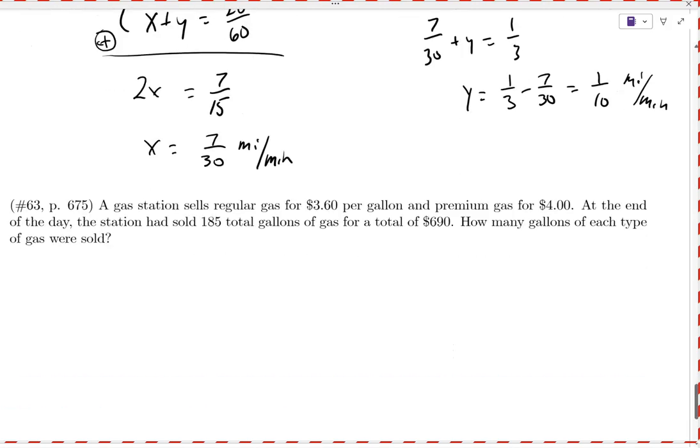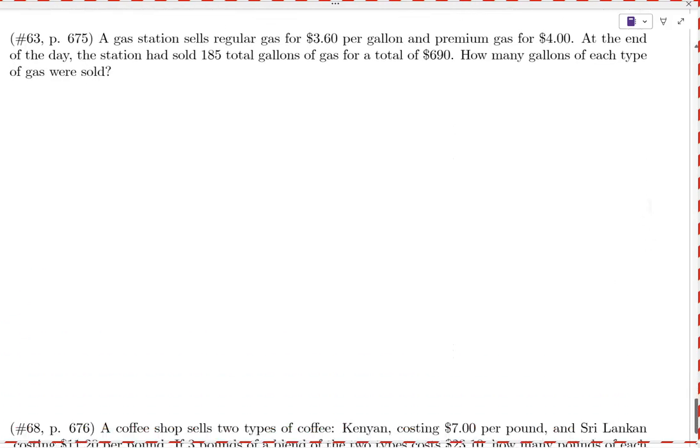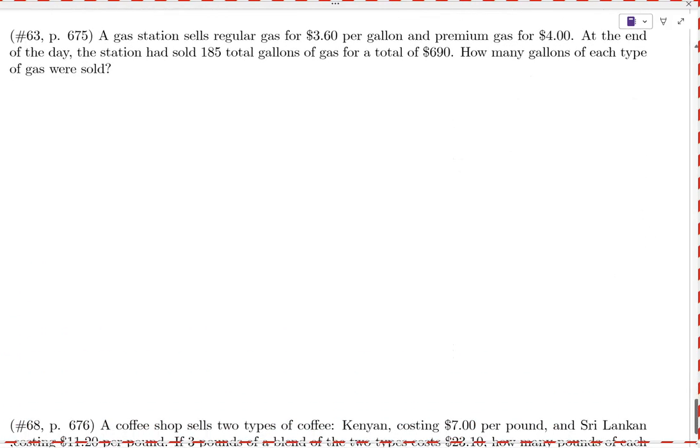Right. Well, let's talk about the next one. You've got a gas station that charges $3.60 a gallon for regular gas and $4 a gallon for premium gas. They tell you that they sold 185 total gallons and made $690 from selling the gas, and wants to know how many gallons of each type were sold.